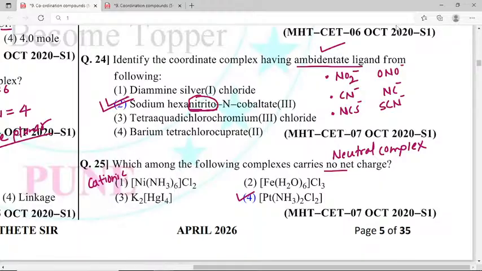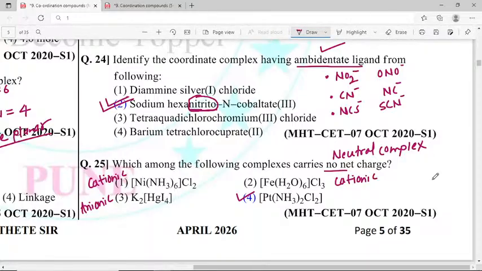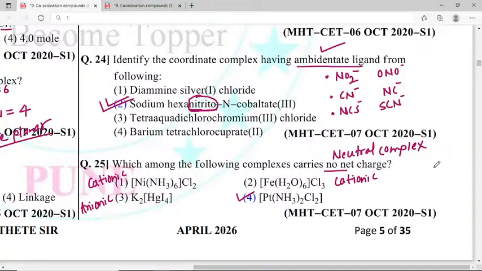Option number B is an anionic complex. Option number second is a cationic complex. So option number 1 is cationic, option number second cationic, option number third is anionic, option number fourth is the neutral complex. It is cisplatin actually. Cisplatin is a neutral complex because it has no charge.